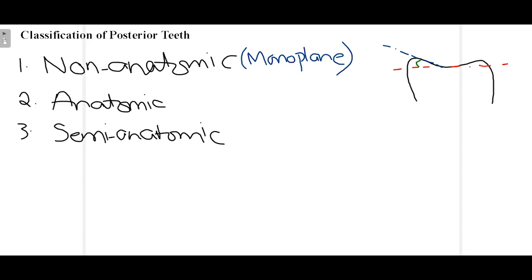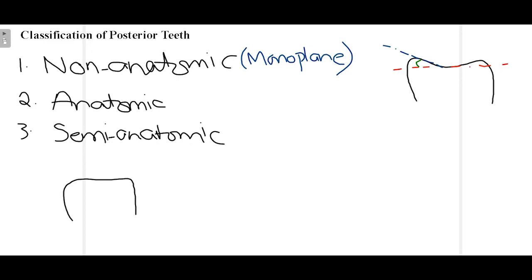So there are types of posterior teeth that are used. First is non-anatomic, which is also known as monoplane. Monoplane because it is flat, it has no angles and has no anatomy. Second is anatomic, and third is semi-anatomic. So monoplane is quite simple. It's simply like a box. It has no anatomy and it's simply placed there.